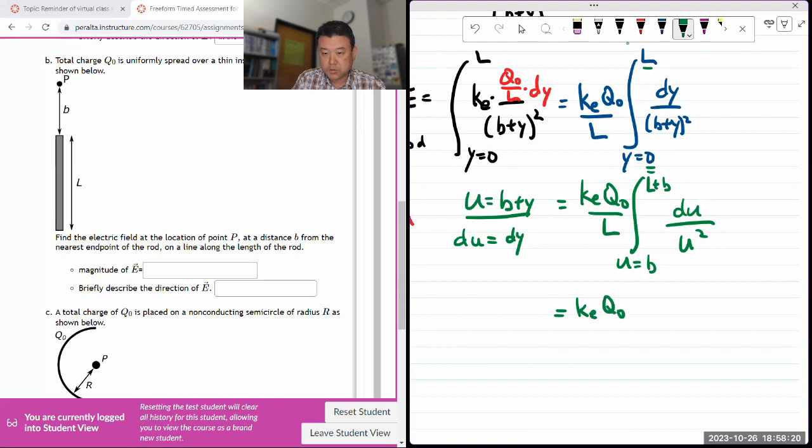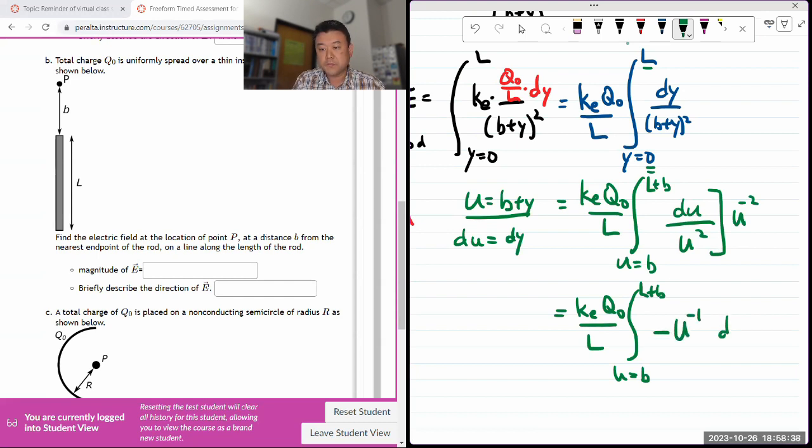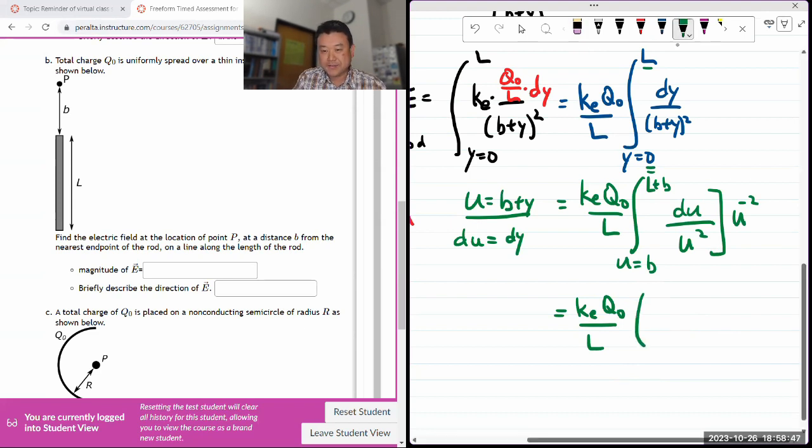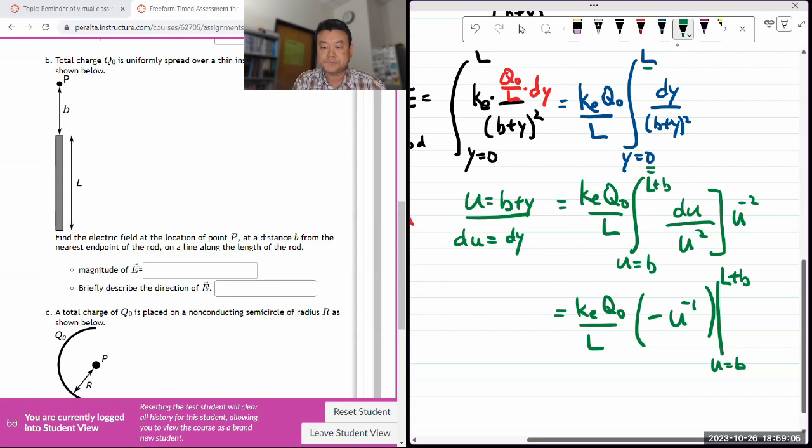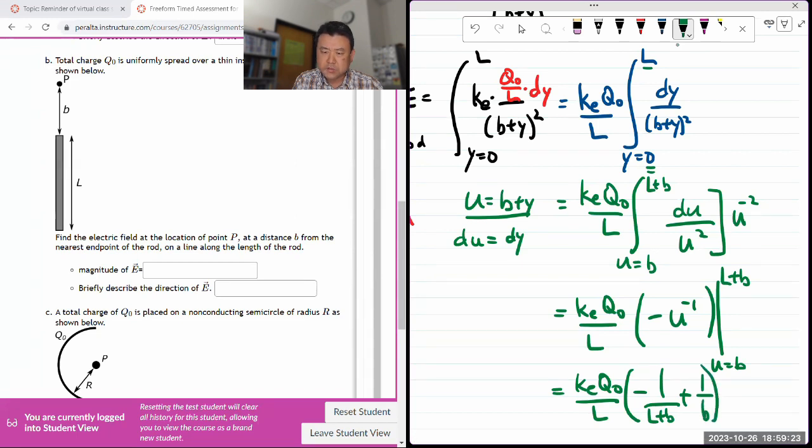So k Q naught over L, u from b to L plus b. The form of this looks like u to the minus 2, so the antiderivative of that is minus u to the minus 1. I'm doing notation wrong. The antiderivative of my integrand up there is minus u to the minus 1. Double check it for yourself by taking the derivative of this in your head: this comes down, subtract 1, you get that. With the antiderivative found, I evaluate at the limits b to L plus b. Plug in the upper limit first, minus 1 over L plus b, and then minus minus, or plus, the lower limit, 1 over b. And that looks about right to me.